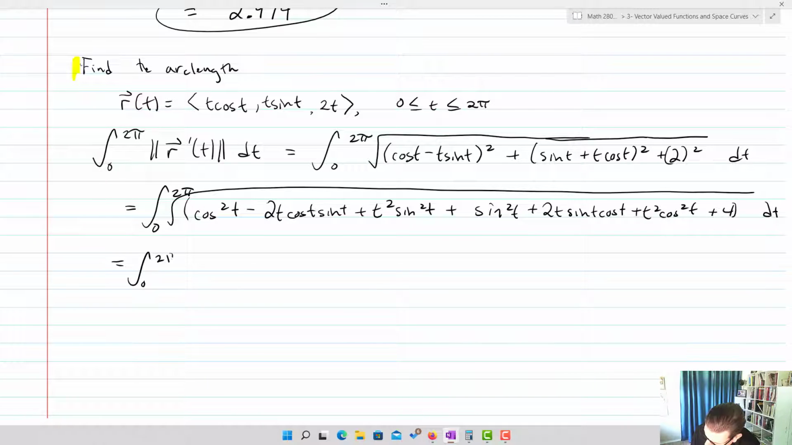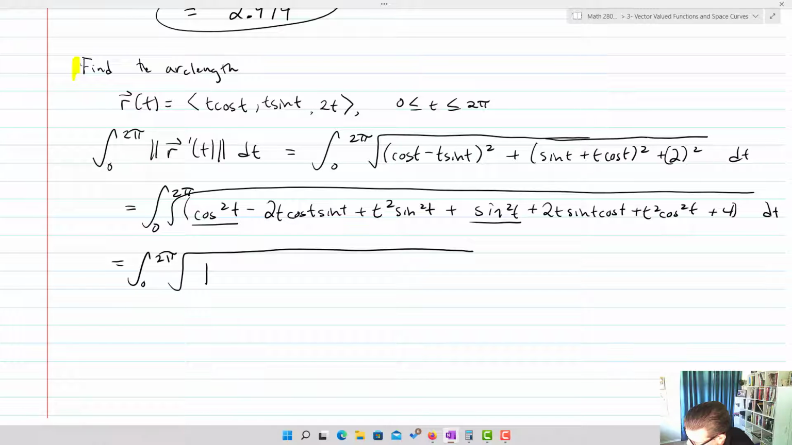Take now 0 to 2 pi. We'll combine some like terms. So notice I've got cosine squared t and sine squared t. Those two are going to add together to 1 using our Pythagorean identity. So 1. Then I'm going to have minus 2t cosine t sine t and plus 2t sine t cosine t. So they'll cancel. Then I've got plus t squared sine squared t plus t squared cosine squared t.